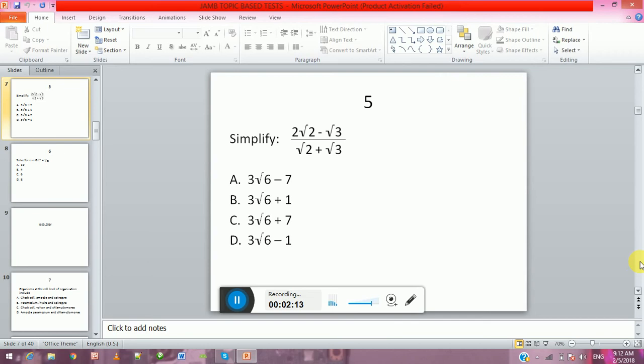Simplify (2√2 minus √3) all over (√2 plus √3). A. 3√6 minus 7. B. 3√6 plus 1. C. 3√6 plus 7. D. 3√6 minus 1.